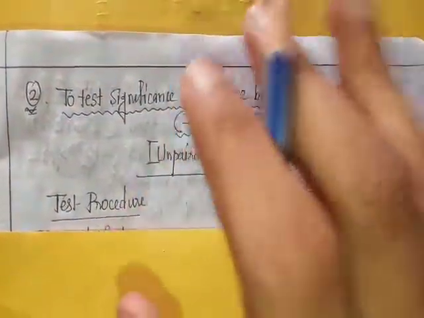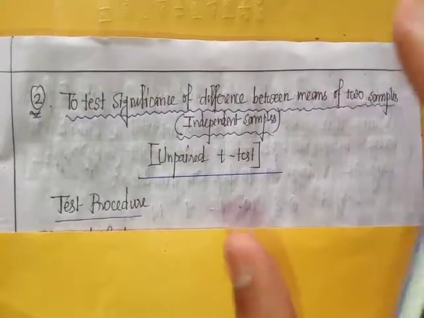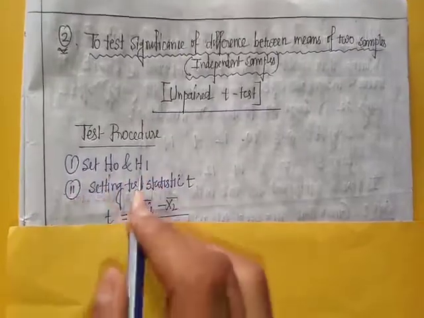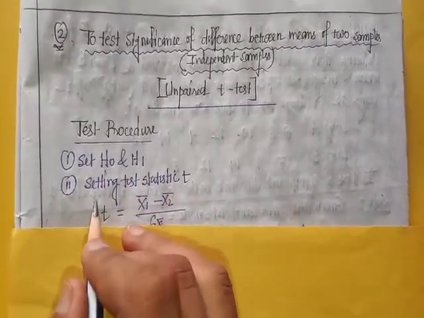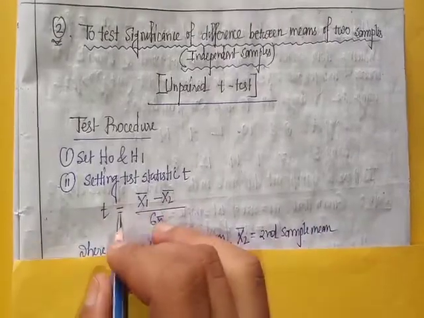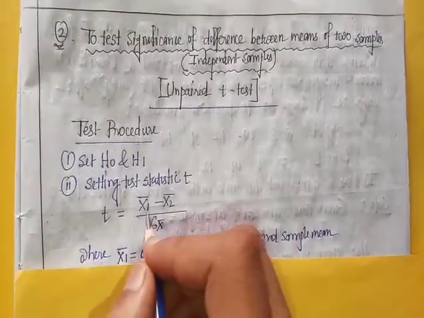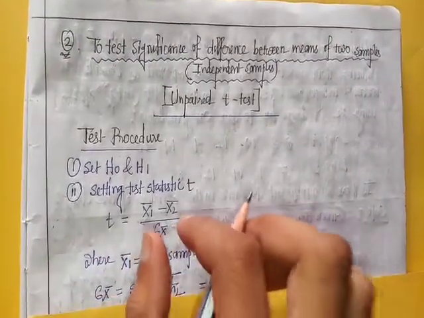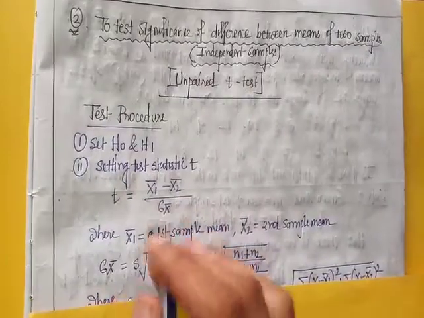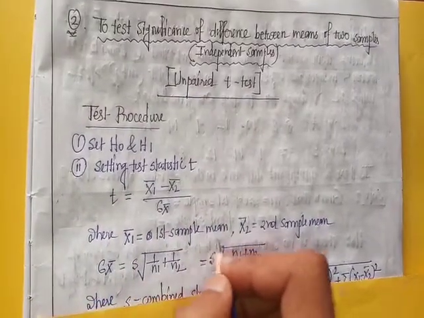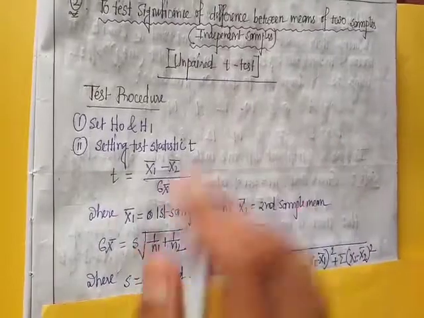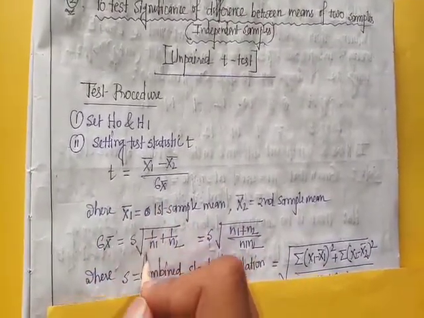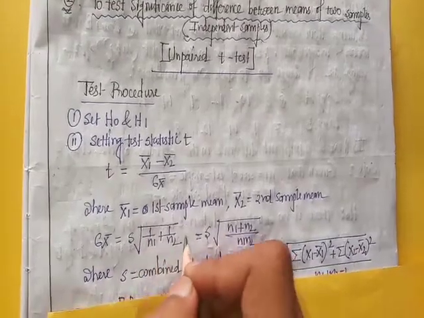Next, the test procedure, a similar process to the z-test. First we set the hypotheses, null hypothesis and alternative hypothesis. Next, set the test statistic. The formula of the test statistic is x1 bar minus x2 bar by sigma x bar, where sigma x bar is the standard error of difference of means, x1 bar is the first sample mean and x2 bar is the second sample mean, and sigma x bar equals s into root over 1 by n1 plus 1 by n2.